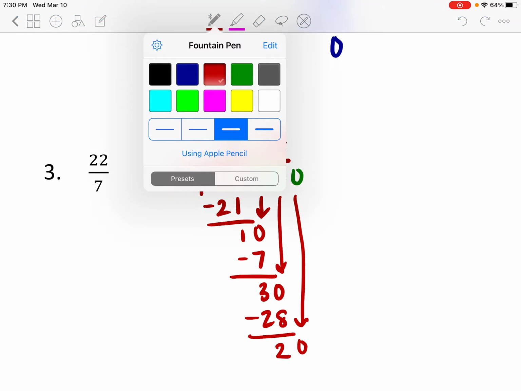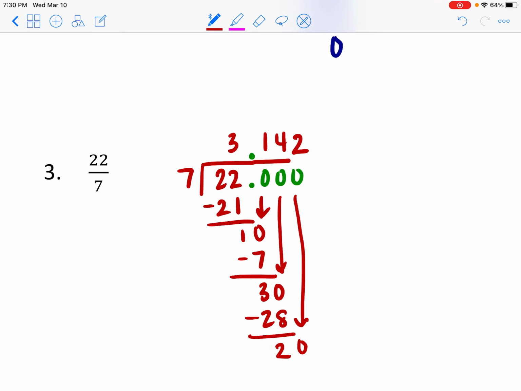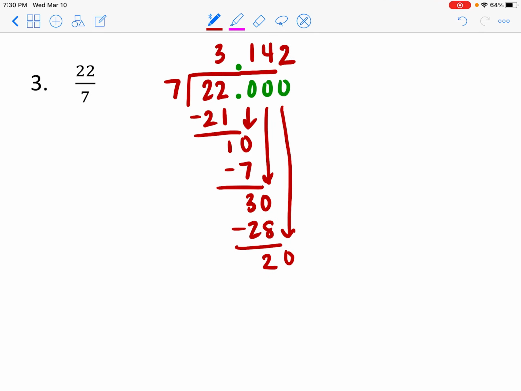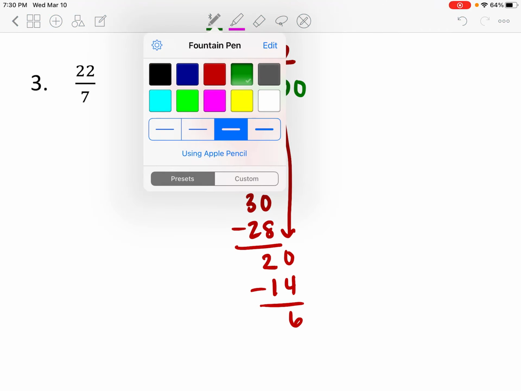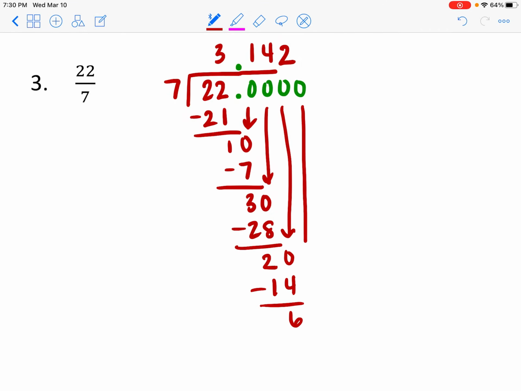2 times... oh my gosh, I'm choking and I can't focus. 7 times 4, or 2 times 7 makes 14. And then I'm going to have 6 left over. And I could put on another 0, bringing down another 0.